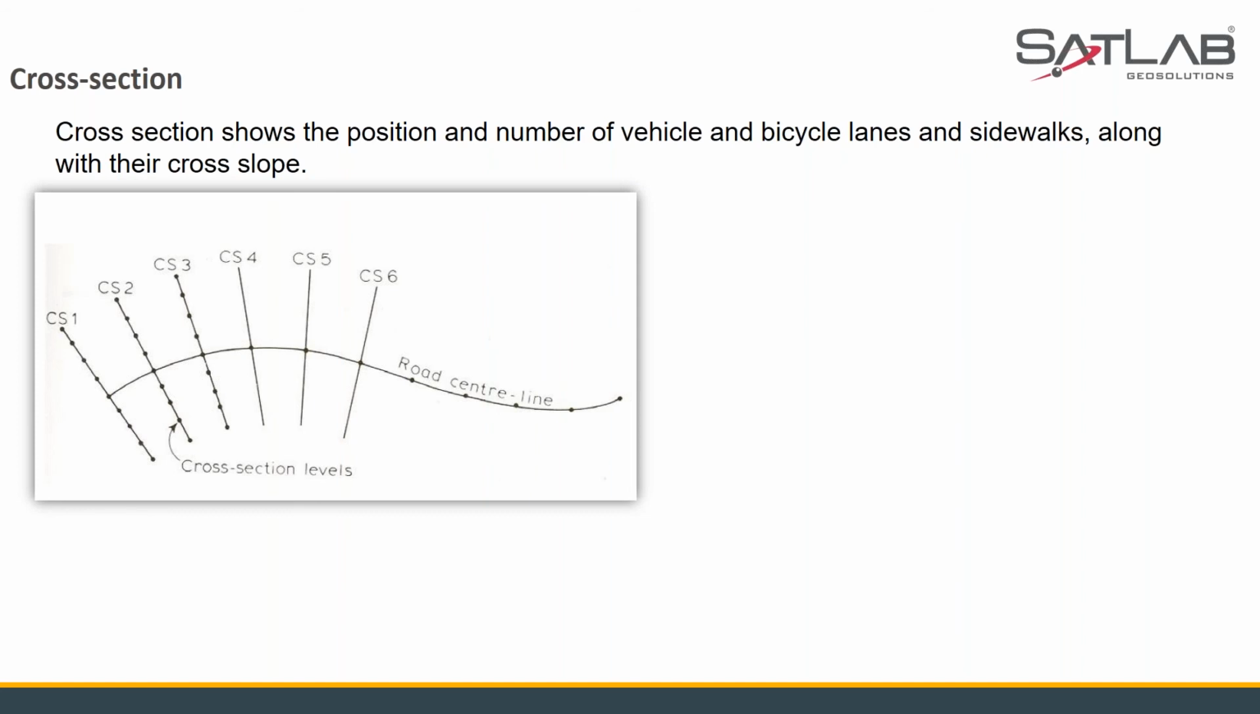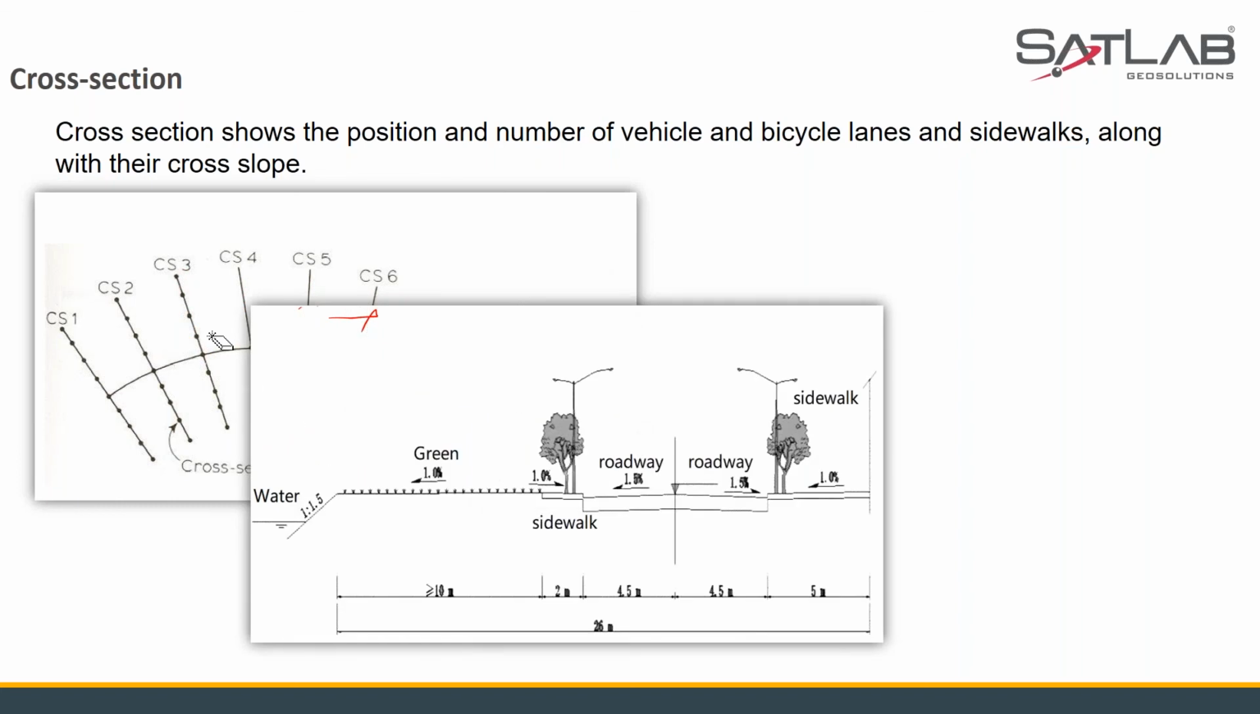Now comes the cross section, which is quite interesting, and I'm fascinated with cross sections. Okay, so cross sections show the position and the number of vehicle lanes, bicycle lanes and sidewalks along with the cross slopes. This is the top view of the cross section. This is my road center line, and these are my cross sections. As you can see, the small dots are the different points that we have collected data on, and then you can see there's a road distance of 10 meters. That means it has a cross-section interval.